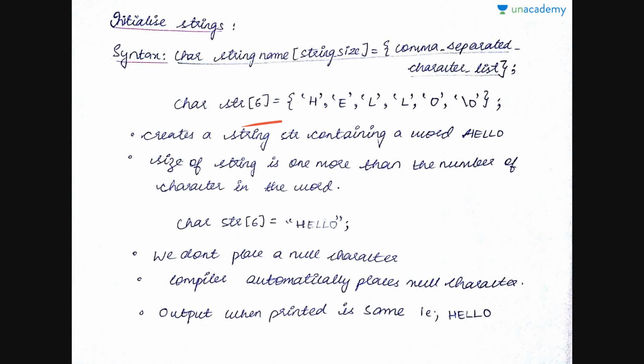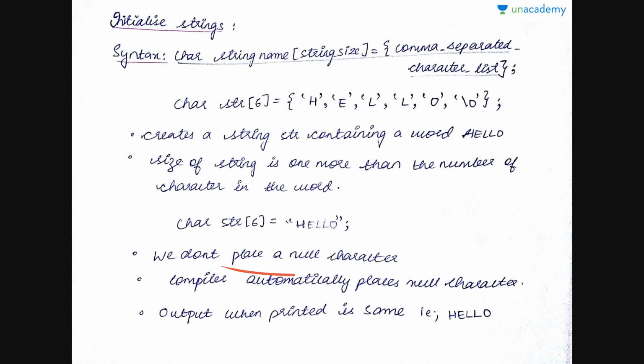Let us see another way to initialize a string. Instead of writing it within curly braces and writing each character separately in single quotes and placing a null character, you can simply write the word within double quotes. Like here, the same example: char str of size 6 equal to hello within double quotes. This is equivalent to the previous statement, but here you needn't place a null character or separate the characters within single quotes and make it too lengthy. This is a very simple and straightforward way.